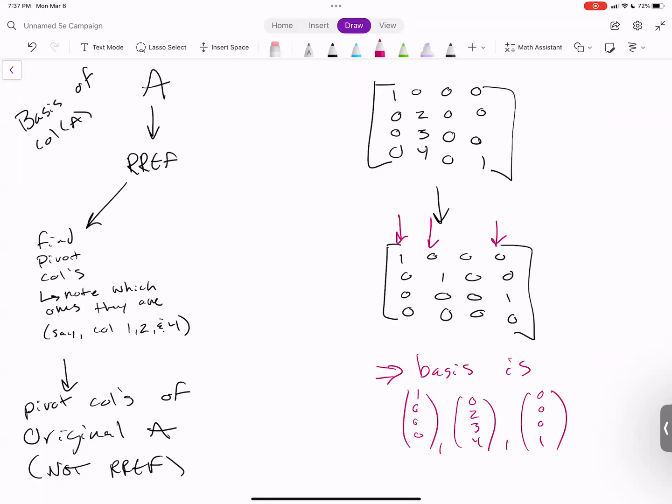Concerning the notation, you just put it like that. Yeah, that's fine. You can just say the basis is whatever.